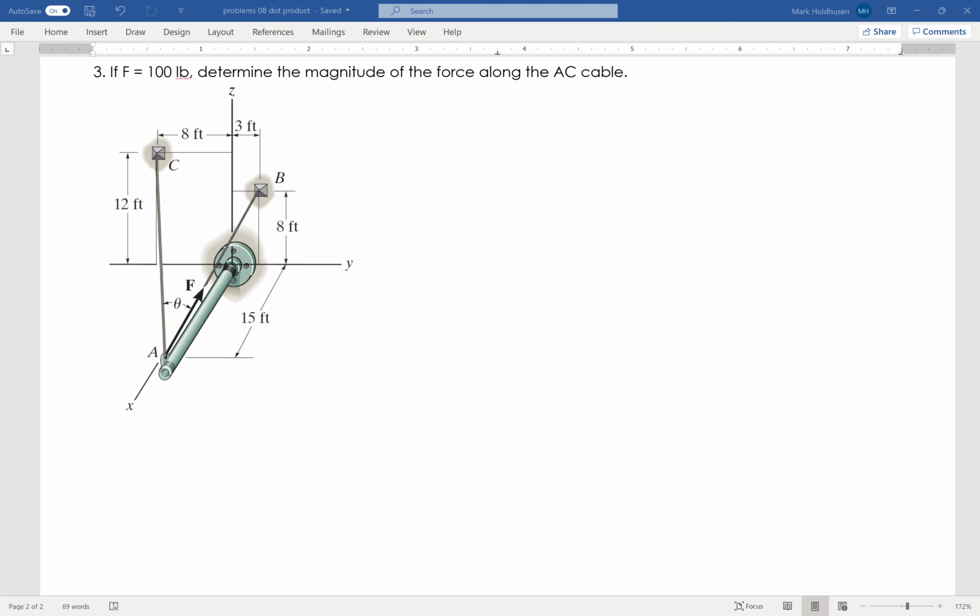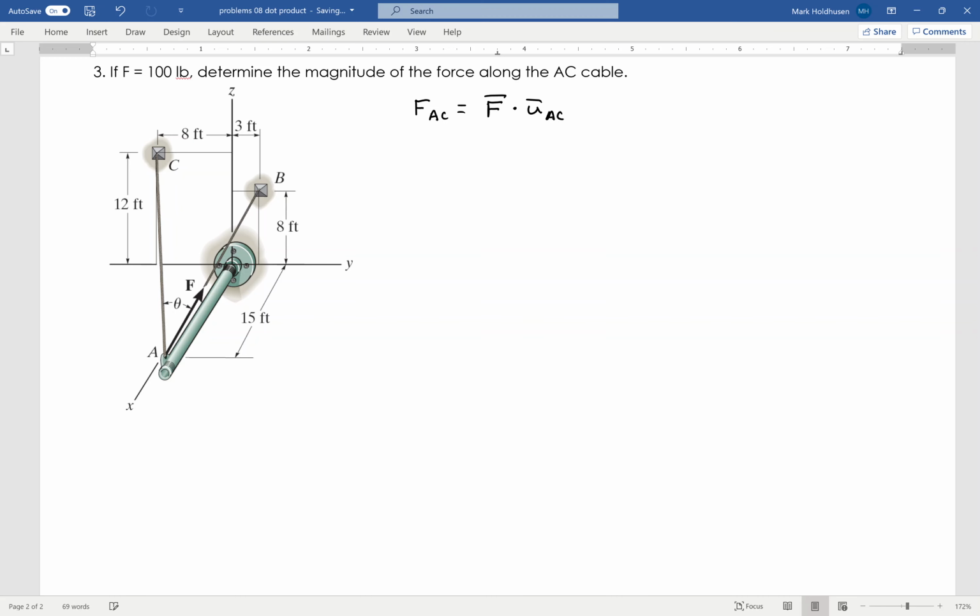In this problem, I need to determine how much of this 100-pound force is acting in the AC direction. So again, basically finding the component of force in some random direction. Okay, so to find that, I want to find the magnitude of the force along AC. So I'm going to take my force and dot it with the unit vector in the AC direction.